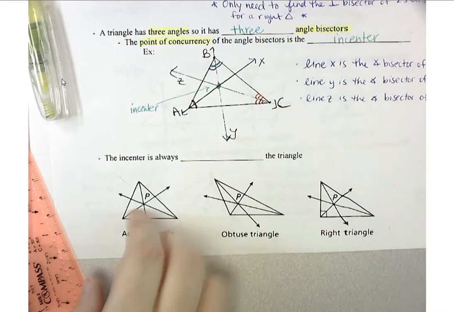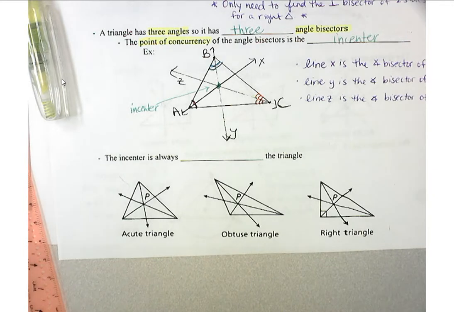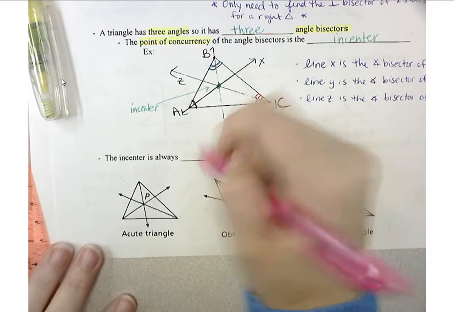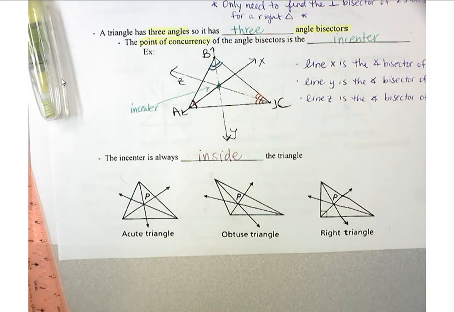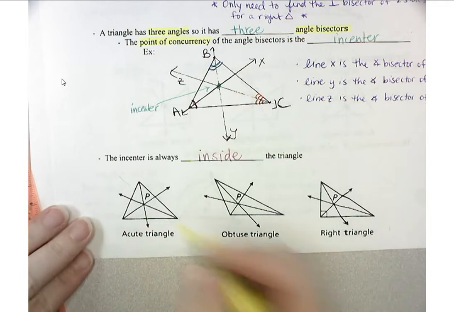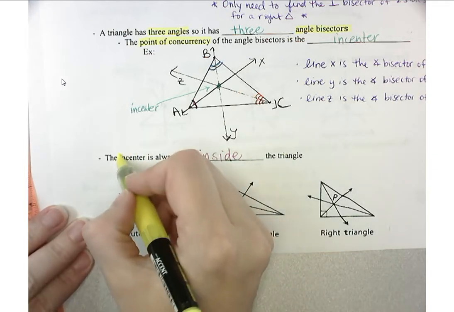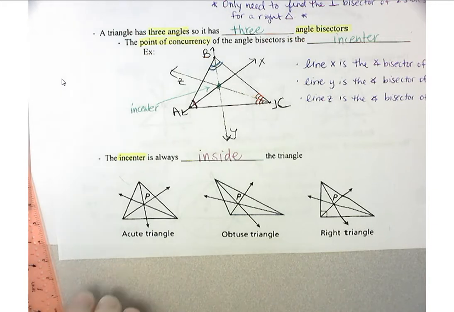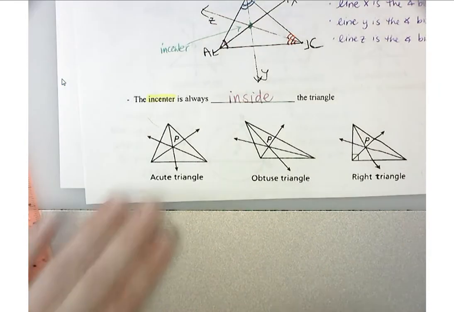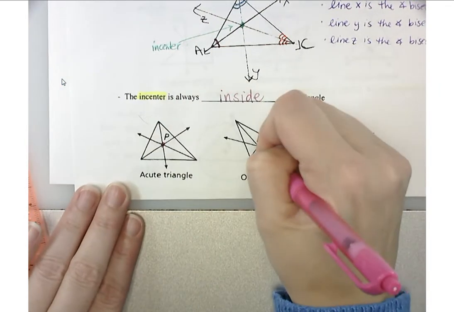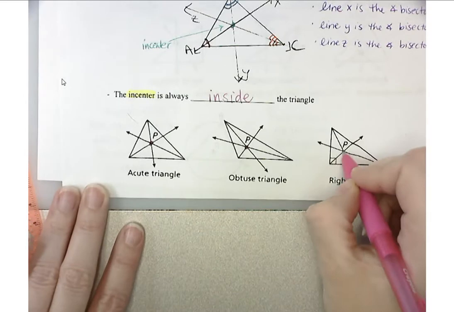Now the incenter is like the centroid. The incenter is always inside the triangle. So it doesn't matter if it's acute, obtuse, or right. The incenter is always going to be inside the triangle. And then you just have examples here. So if it's acute, it's inside. If it's obtuse, it's inside. And if it is right, it is inside.